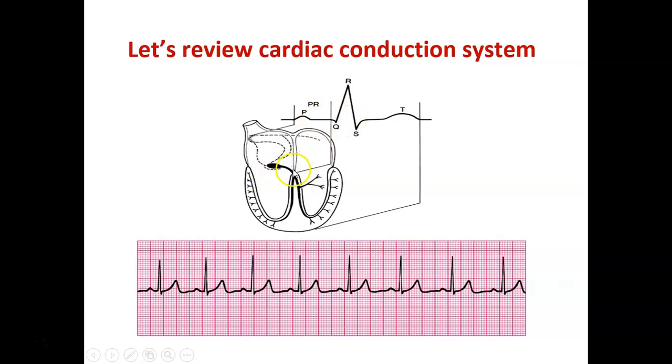Then the electricity moves fast through the bundle of His and the right and left bundle branches to the Purkinje system. And on the ECG, we get the P wave, then the PR interval, then the big complex, which is Q, R, and S, and then the T wave when the ventricles relax.